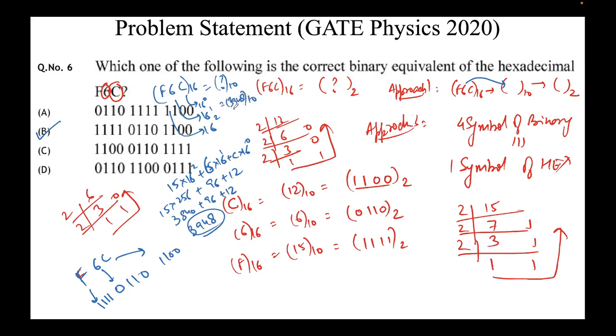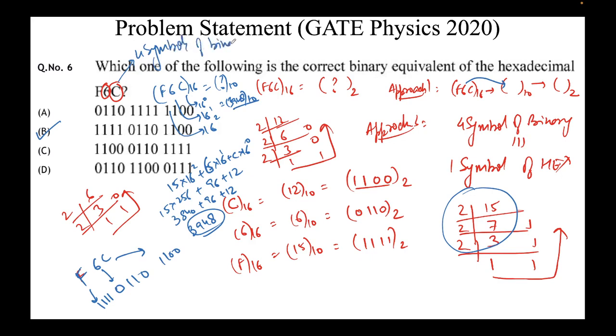Now you have to convert this decimal number into binary using the LCM approach, which again you will get, but that's a lengthy thing. So the shortcut here, the thing to remember, is that every symbol in hexadecimal corresponds to 4 symbols of binary.